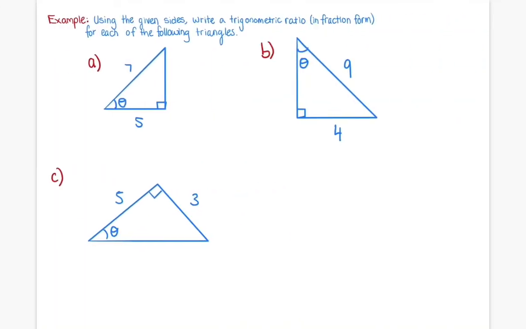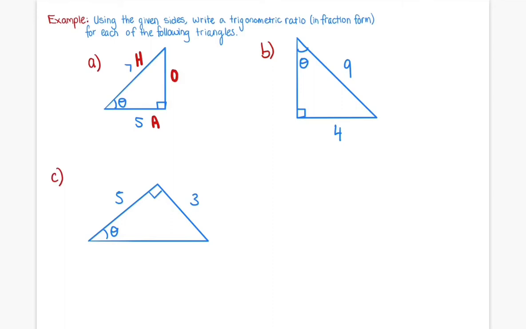Our next example is using the given sides, write a trig ratio in fraction form for each of the following triangles. What I'm going to start with for every single one of these is labeling my sides with O, A and H. This one here is H, O and A. Now just double check. Yes, I've got my two angles on the A side. Good. So now I have my O, A, and H labeled.